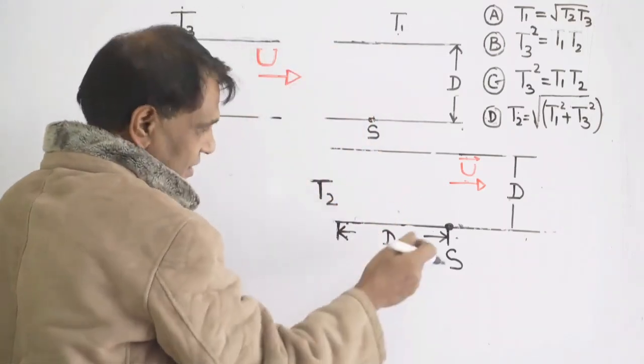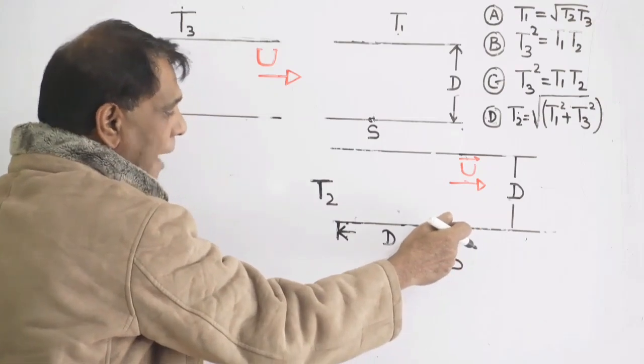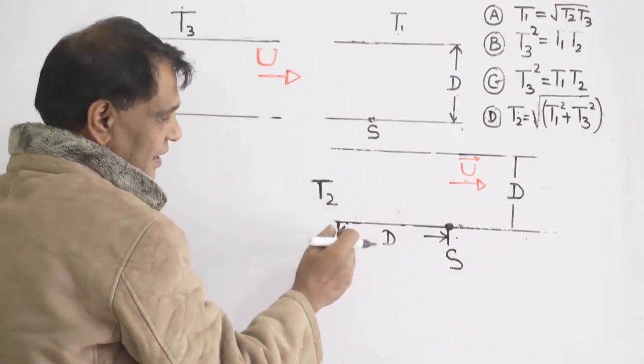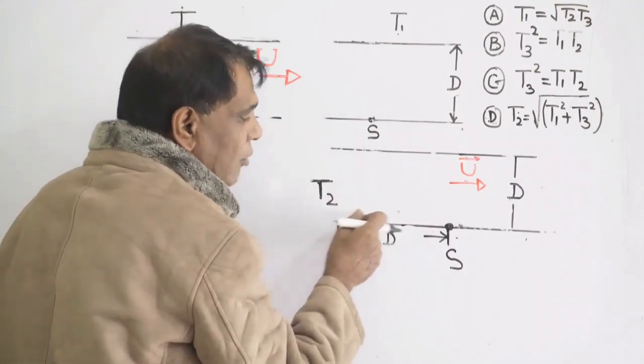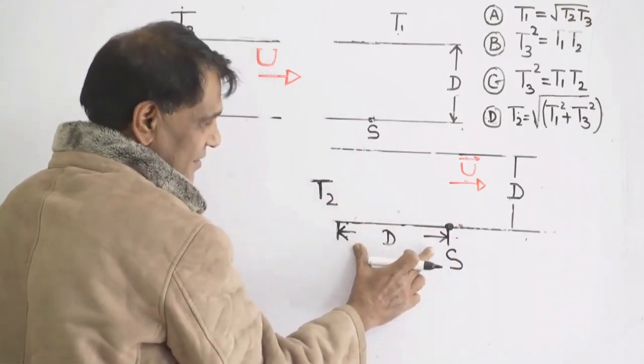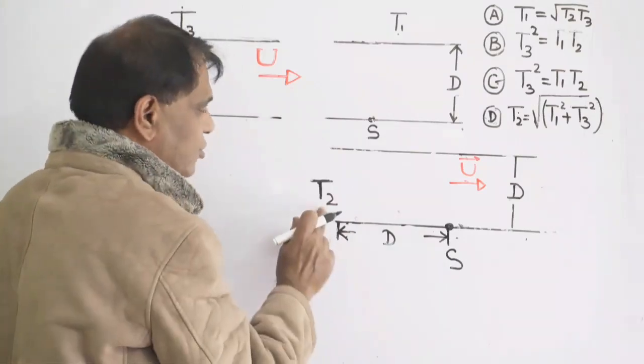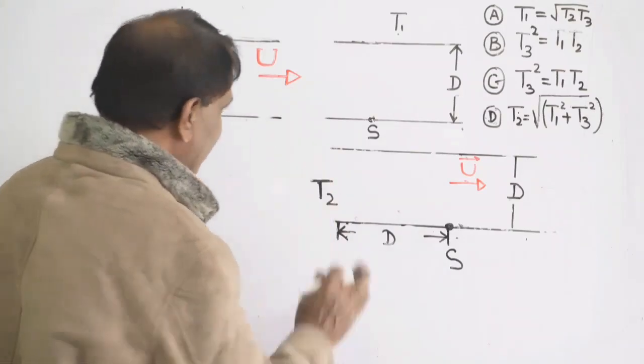Second situation, the swimmer swims upstream, distance D is equal to the width of the river, and again moves downstream, distance D. Total time taken is T2. Situation is given. दो दे दिया.